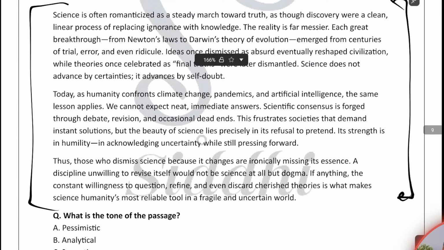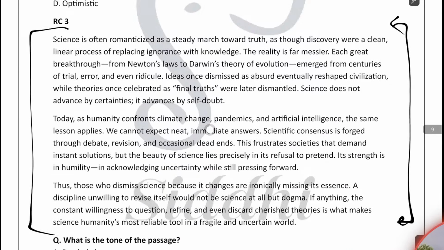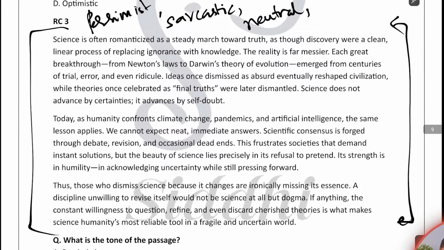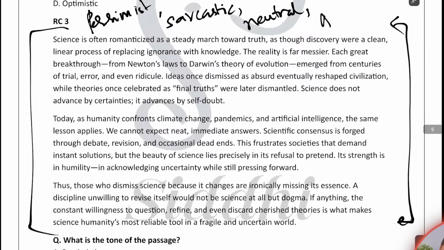Okay, I'll do one thing. How to do this? Okay. I'll write the options: pessimistic, analytical, sarcastic, and neutral. Okay. This is the RC. The options are pessimistic, sarcastic, neutral, and the fourth option is analytical. Please do this question. No, there is no critical in the answer choices, dear.